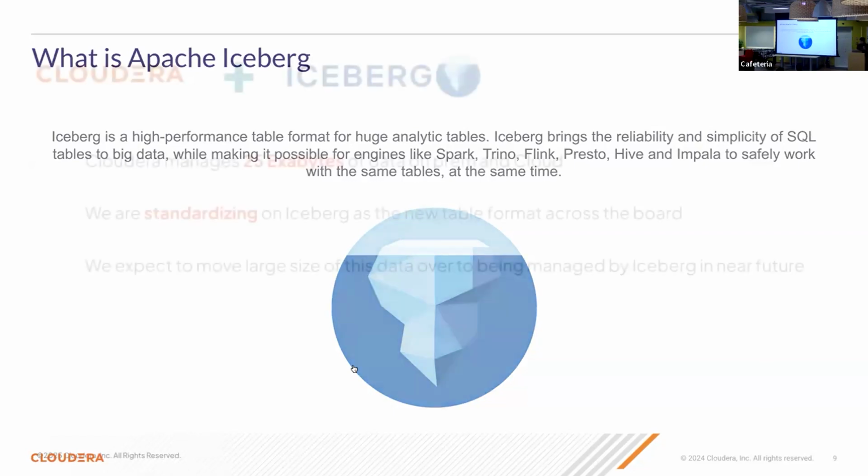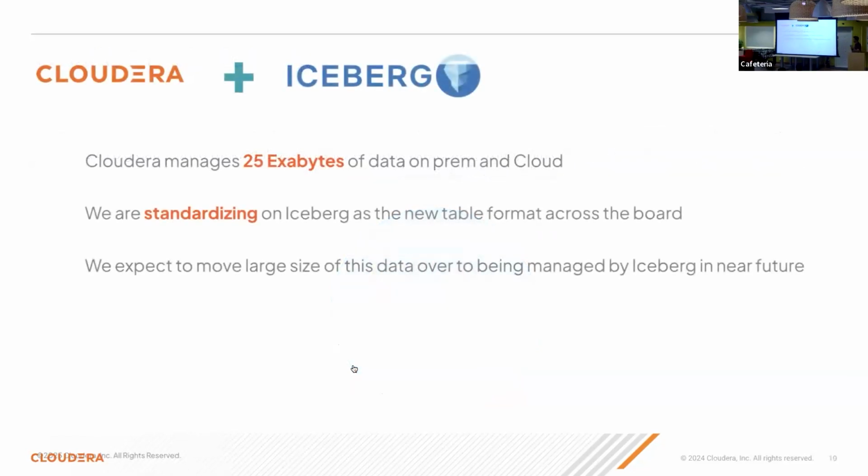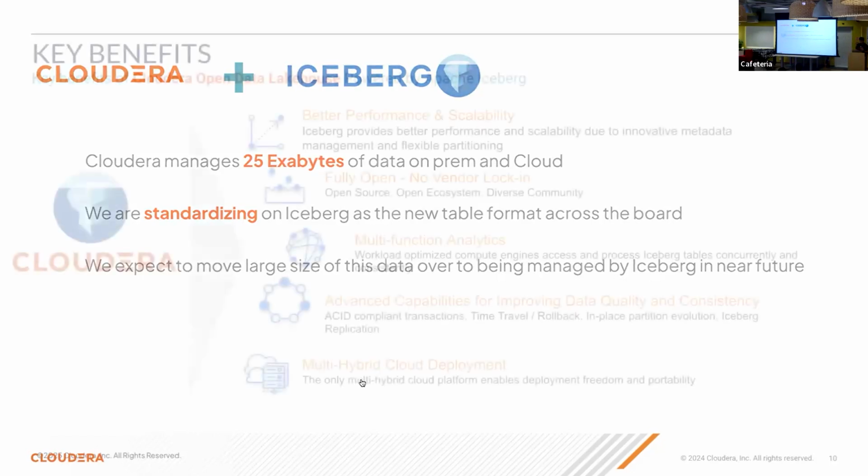So with this, let me talk about how Cloudera and Iceberg are related, right? Cloudera manages overall 25 exabytes of data on-prem and on-cloud for all our customers. In general, a lot of customers are using Hive right now, but we are standardizing on Iceberg as a table format across the board. And in the near future, we are planning to migrate a large portion of that data into Iceberg.